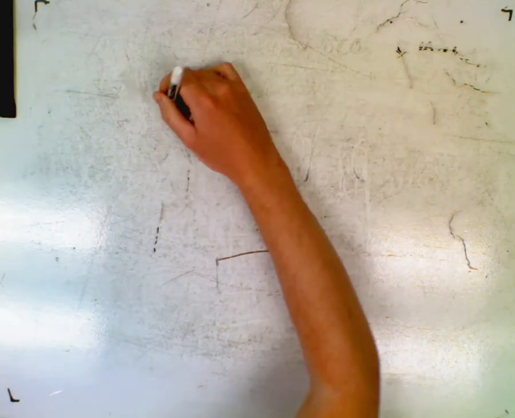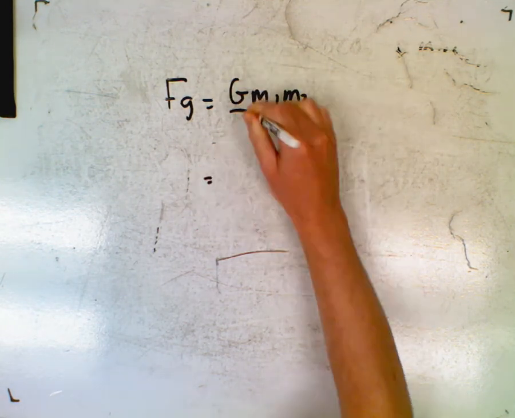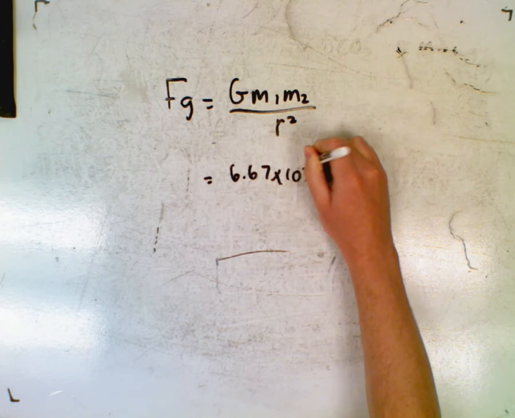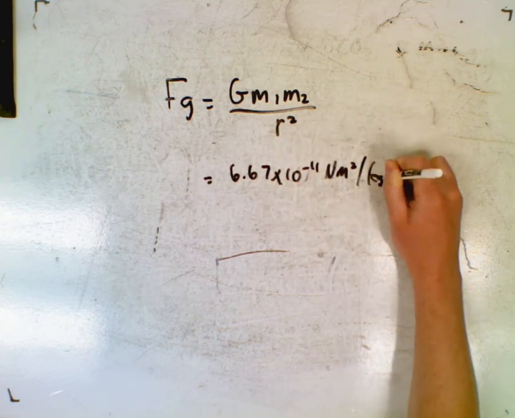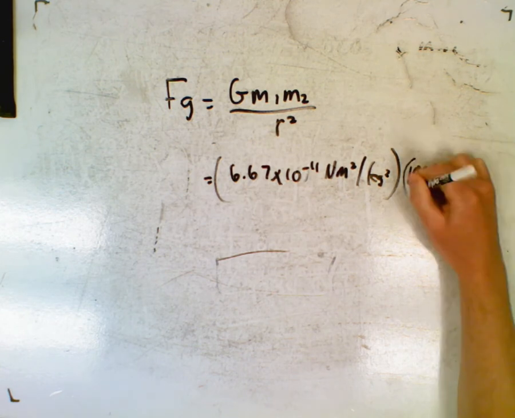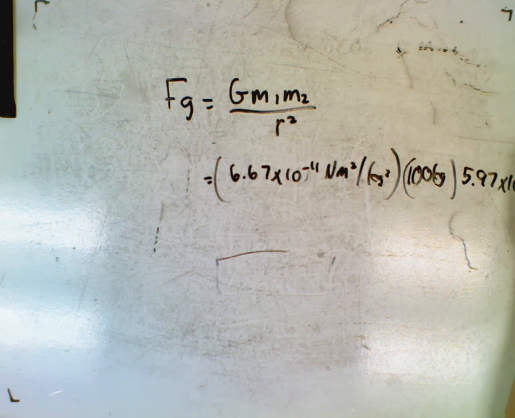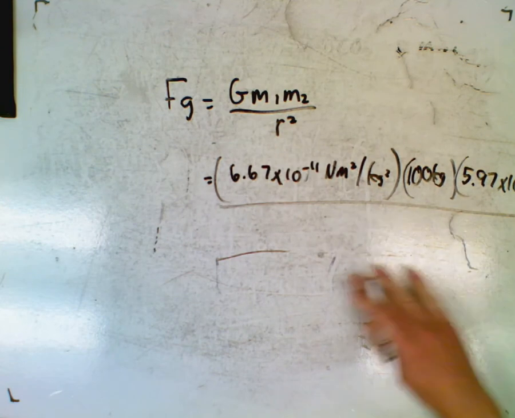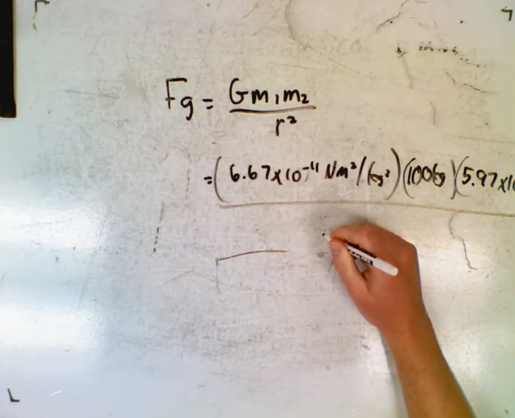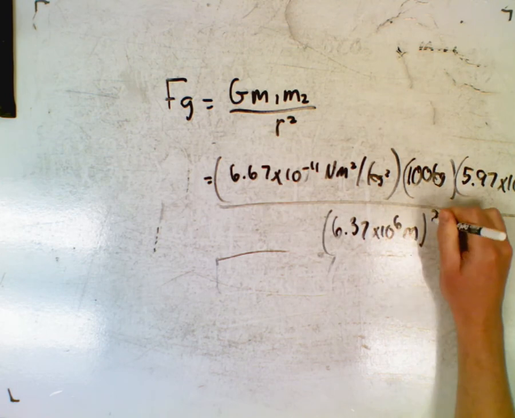So we can calculate this. So g, 6.67 times 10 to the negative 11 newtons meters squared per kilogram squared. Mass 1 is the mass of our man, which is 100 kilograms. And the mass of our Earth from the data book is 5.97 times 10 to the 24 kilograms. So this is a really big mass, so it's going to have a stronger force of gravity, right? And then our radius between them would be the radius of Earth, which is 6.37 times 10 to the 6 meters. Don't forget to square it.